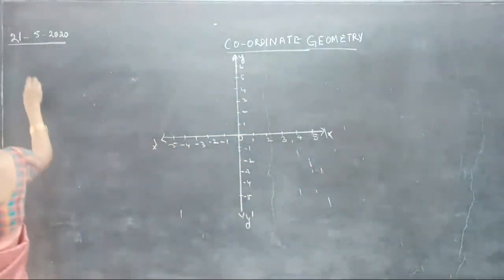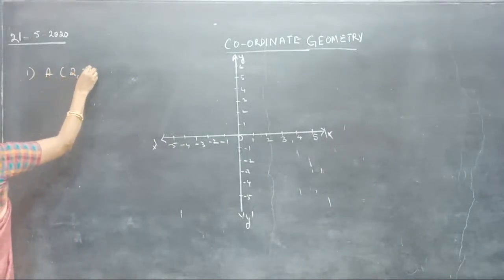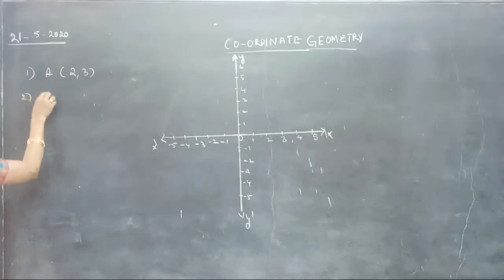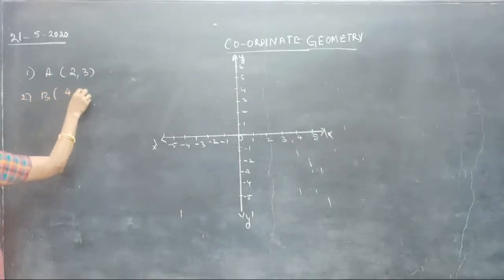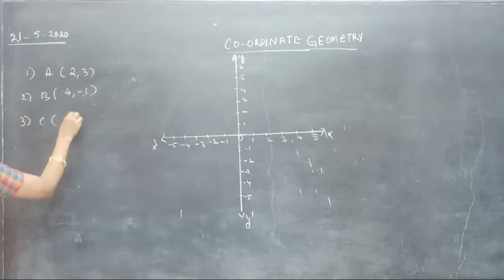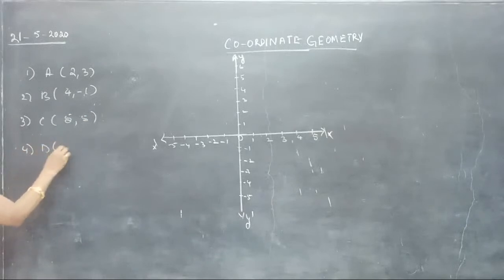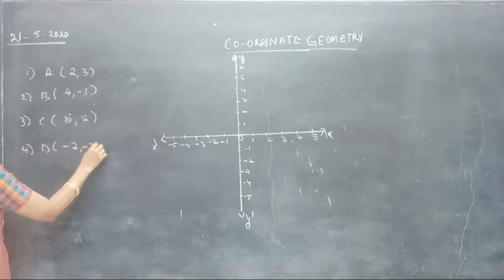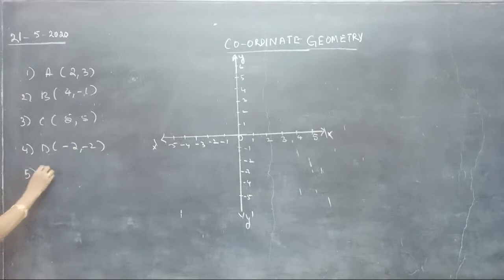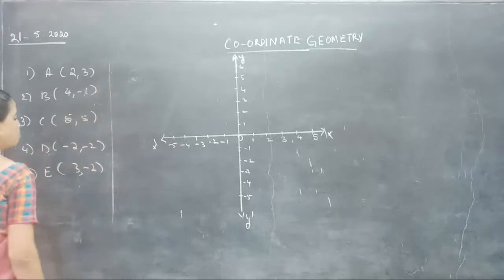Plot the following points. First point A (2, 3). Second point B (4, -1). Third point C (5, 5). Fourth point D (-2, -2). Fifth, you will have 3, minus. Let us take only 5 points.